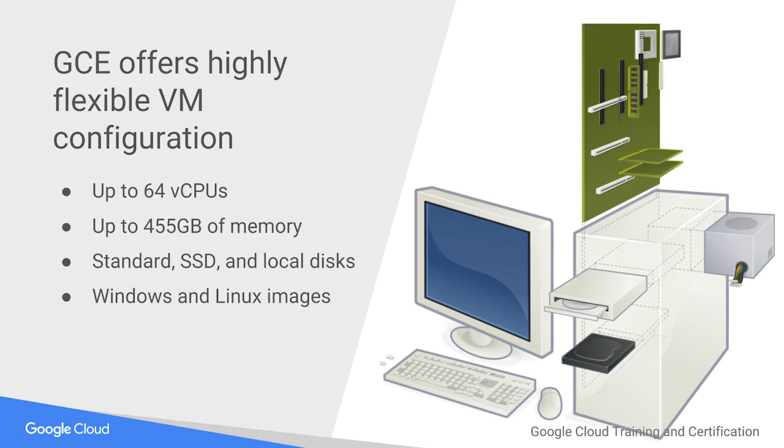When you get started with Google Compute Engine, you'll notice how easy it is to provision a virtual machine with the perfect configuration to suit your needs. You'll be able to select up to 64 virtual CPUs per machine with between 0.9 and 6.5 gigabytes of memory per CPU. You'll have the choice of standard and SSD persistent disks and local SSDs.